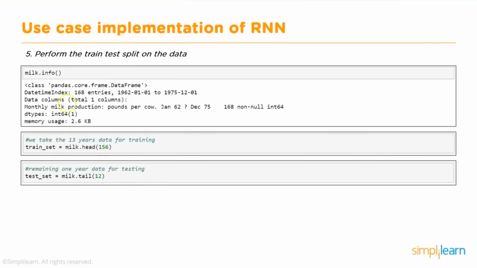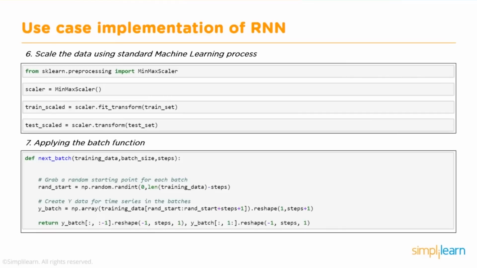Okay, so that's what we are doing here. 156 is nothing but 12 into 13, since we get the data on a monthly basis. The next step is to scale the data. This is all regular data manipulation, data munching activity. And then you split it. You are basically assigning the train and test data to the scaled variables.